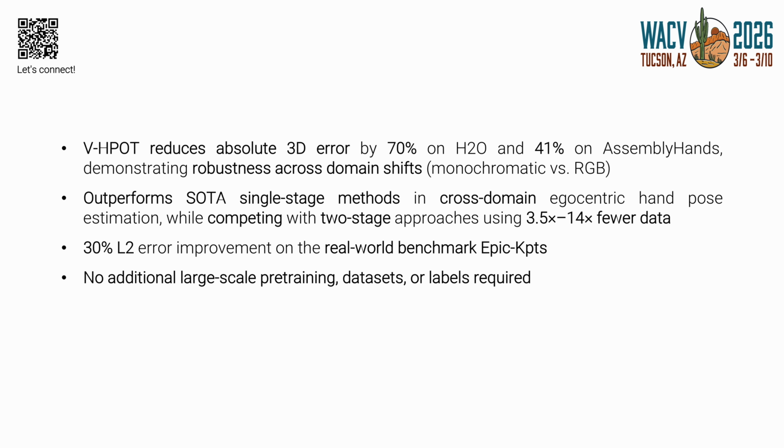To wrap up, VHPOT is a single-stage egocentric hand pose method that generalizes to unseen domains by combining virtual camera space with self-supervised test time optimization. We reduce MPJPE by 70% on H2O and 41% on Assembly Hands compared to the base model. We outperform all single-stage competitors and stay competitive with two-stage methods that use up to 14 times more training data. And we do all of this with no extra labels, no pre-training on giant datasets, and no object interaction cues required.